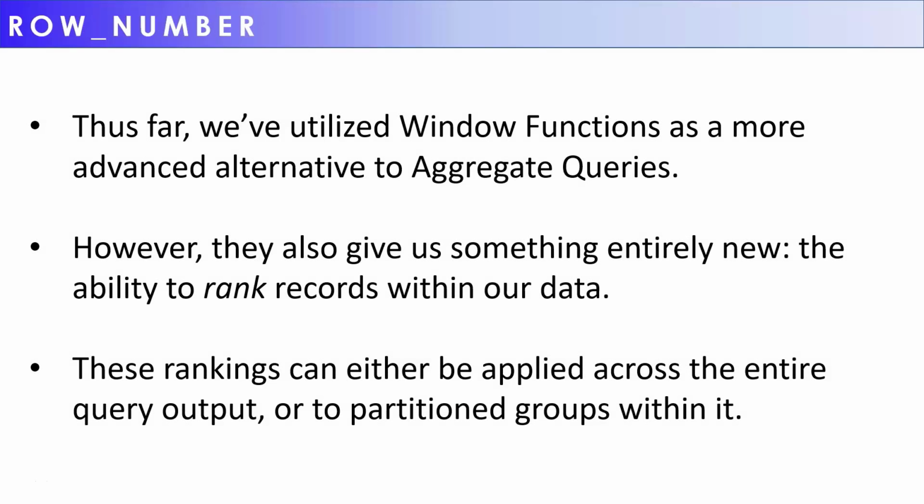Welcome back. Up to this point, we've basically used window functions as a more sophisticated alternative to traditional aggregate queries. And while aggregate calculations like sum or count are a perfectly good application of window functions, they also give us something entirely new: the ability to assign a ranking, either within partition groups or overall throughout our query output, to the records within our dataset.